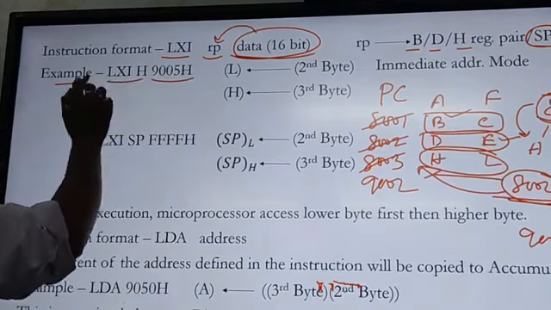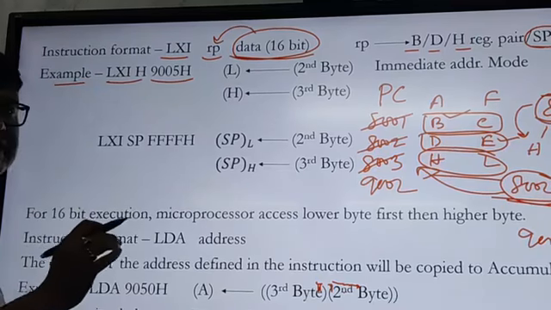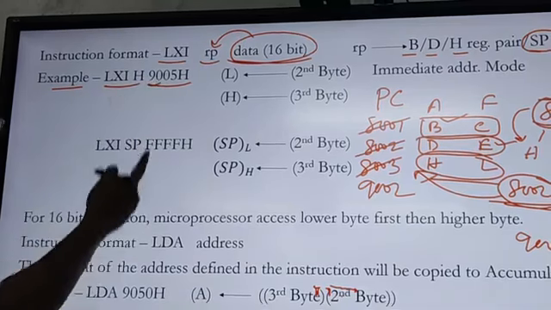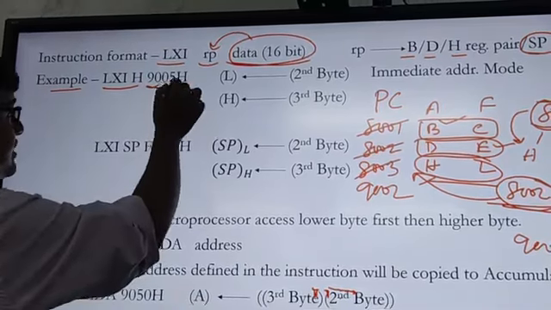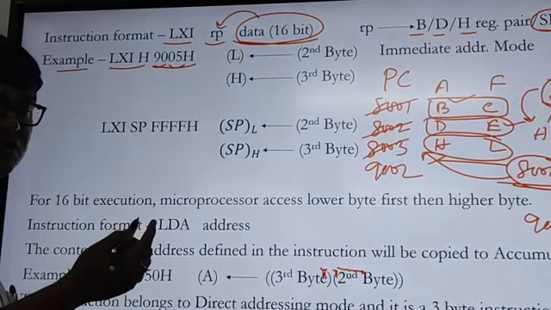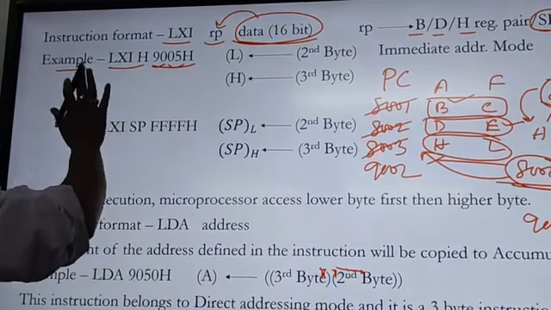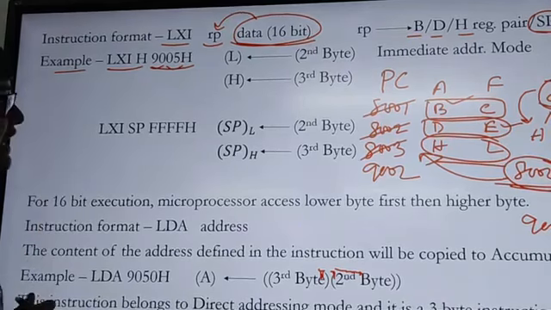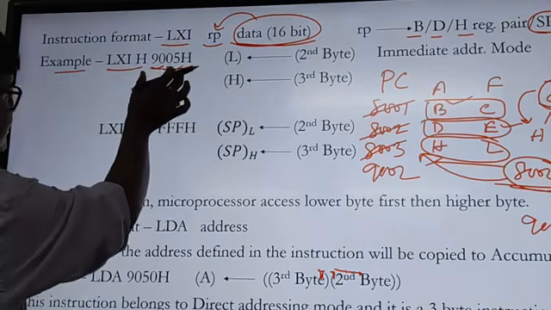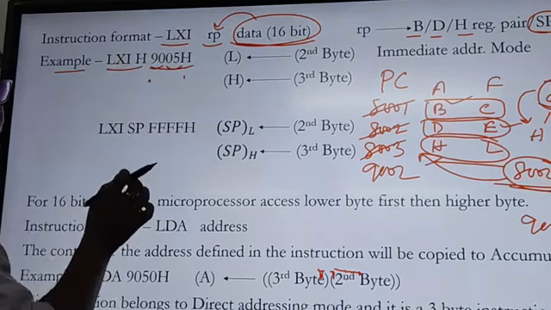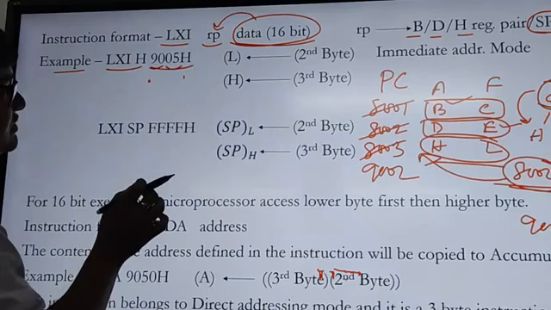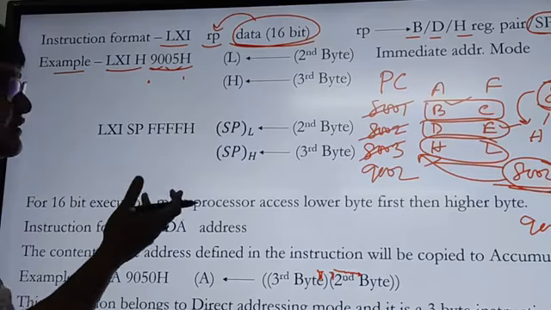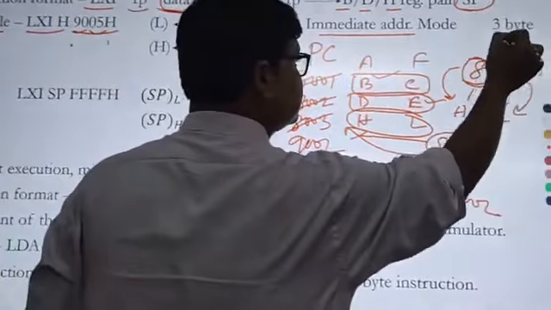For LXI there is one hexadecimal code, the opcode, which is defined, and 90 is another 8-bit or 1-byte data. 05 is another 8-bit or 1-byte data, the lower byte. So 3 bytes are required to represent the instruction completely. That is why it is called a 3-byte instruction. And the data itself is loaded into this particular instruction, which means it is called the immediate addressing mode. It belongs to the immediate addressing mode set. So it is the immediate addressing mode and it is a 3-byte instruction.